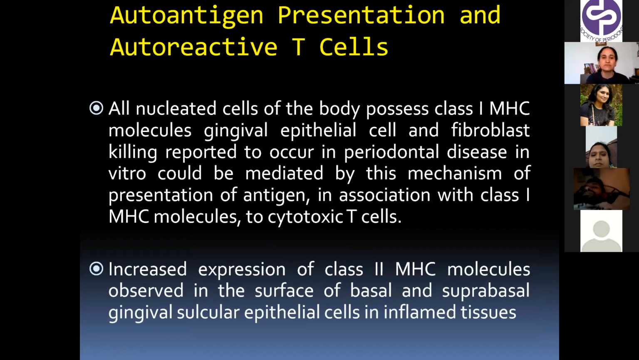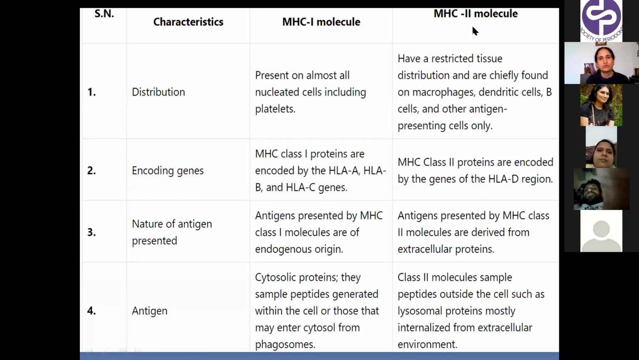So these T cells will take care of the cells which are damaged in the body, and MHC2 are basically found in the suprabasal tissues. Now, what is the difference between the two types of MHCs? MHC class 1 is present, as I told you, in all the cells, including the platelets, and MHC class 2 is only found on the dendritic cells and antigen presenting cells. And these are the different genes that are encoding for them. And presentation is of the endogenous origin.